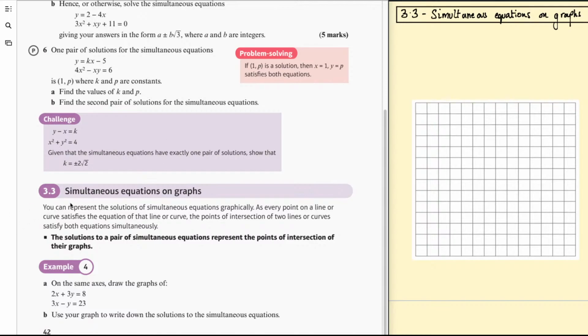Okay, so you can represent the solutions of simultaneous equations graphically at every point on a line or curve. As every point on a line or curve satisfies the equation of that line or curve, the points of intersection of two lines or curves satisfy both equations simultaneously. The solutions to a pair of simultaneous equations represent the points of intersection of their graphs.